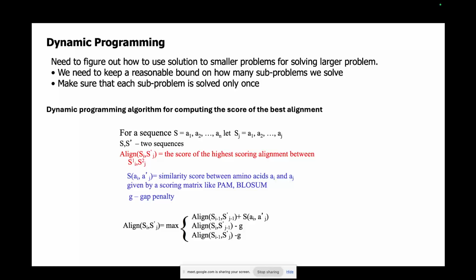It does not happen like that, because it's a very big sequence and you would need to try a lot of combinations to find the perfect alignment score. So what they do is break it down into smaller problems, smaller regions for which you can do the alignment easily, and then add all this information together to find the best possible alignment, right? The idea is to keep a reasonable bound on how many of these subproblems we have to solve, because you're breaking down the bigger problem into smaller problems. And we also need to make sure that each subproblem is solved only once.